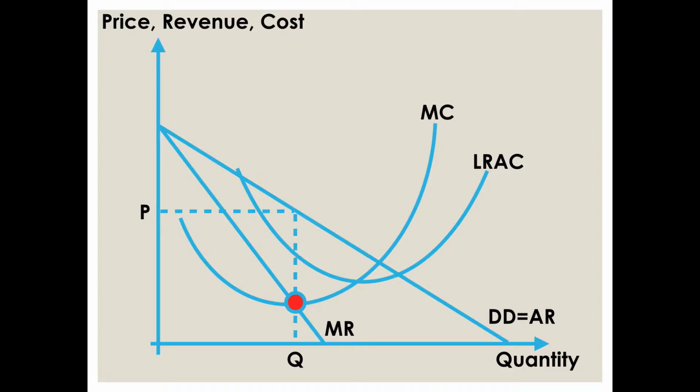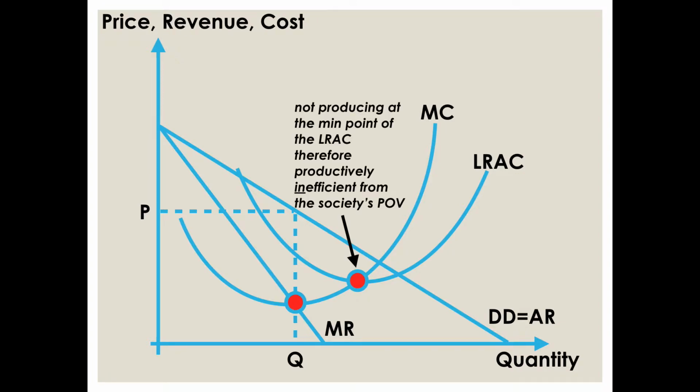Okay, next, how do we see if this firm is productively efficient from the society's point of view? Now, from society's point of view, the firm will only be productively efficient if it is producing at a minimum point, which is the point where the MC has cut the AC curve. Okay, so for the firm to be productively efficient from the society's point of view, it must be producing at the minimum point of the LRAC at Q prime.